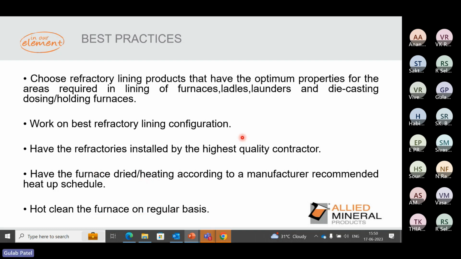Hot clean the furnace on a regular basis. This is one of the very important factors when the lining is in operation. If it is not cleaned as recommended or as required, everything is going to accumulate over the lining surface, and that is absolutely not recommended, and it is going to affect the whole lining system.